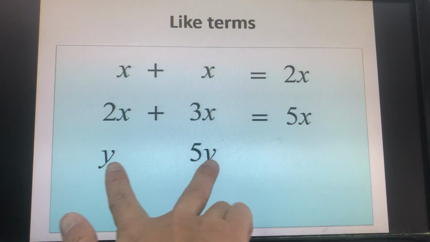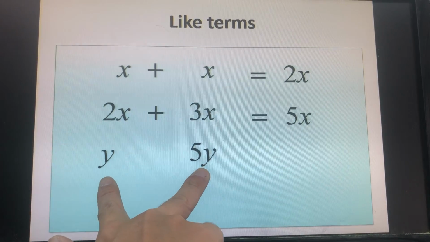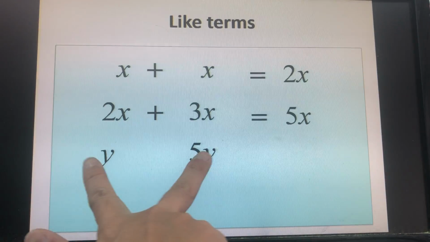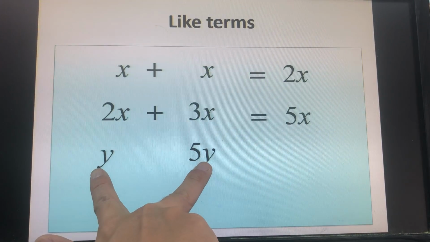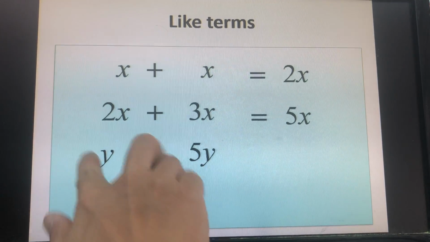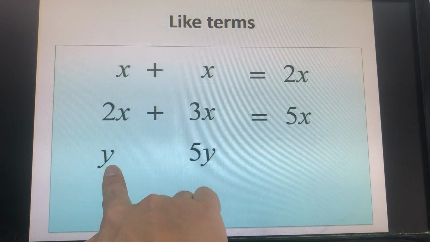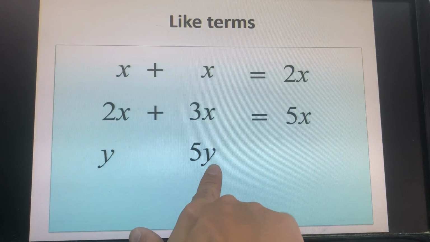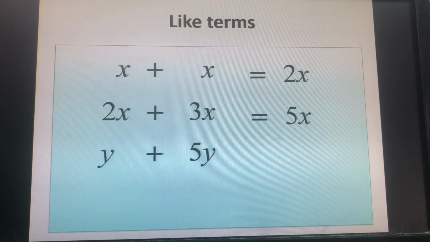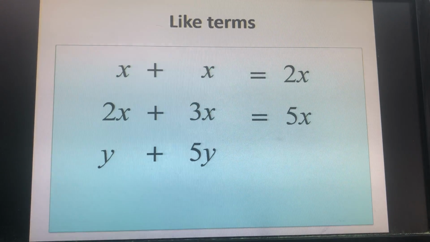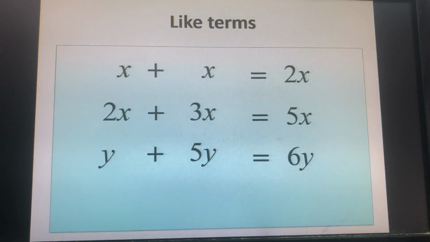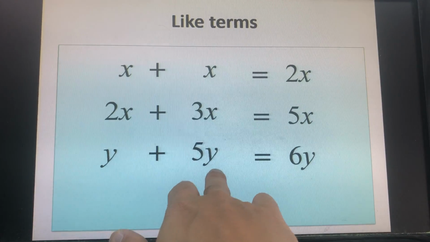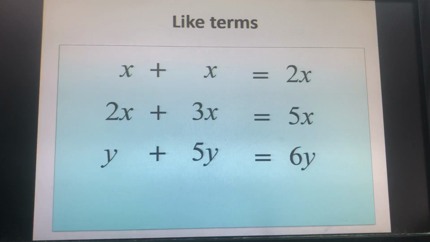What about these two terms? Do you think that they are like terms? Look at the variable. It is y. The variable is also y. So when the variables are the same, they are like terms. Here, how many y do we have? Yes, when there's no number, it means 1. 1y plus 5y becomes how many y if you add them up? Yes, 1 plus 5 becomes 6. We have 6y. Like 1 apple plus 5 more apples, altogether you have 6 apples.